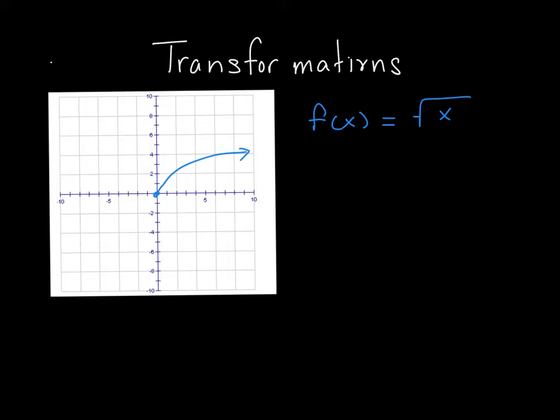Horizontal transformations are the right or left, and they actually do the opposite of what you would think. So if you ever have f of x and it is changed to f of x minus some number, that actually goes to the right.